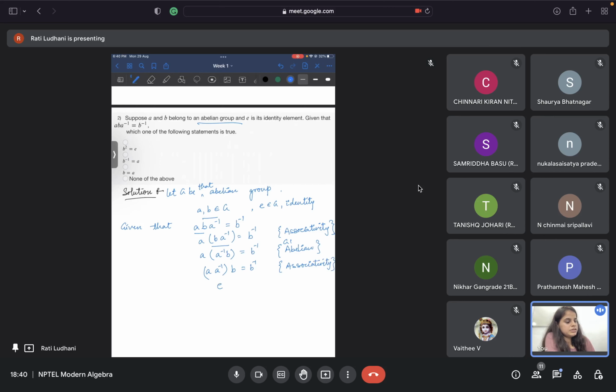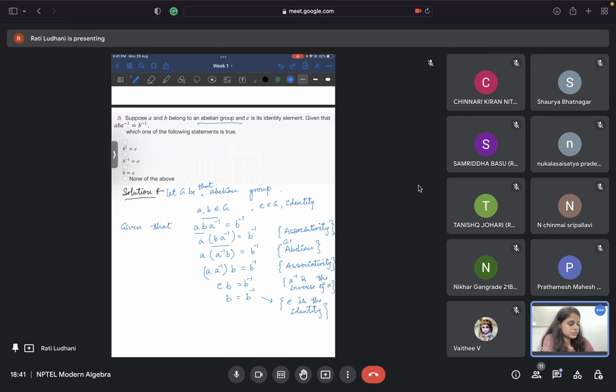You get identity, B inverse, as was said. Identity is the identity. And here, sorry, this should be inverse. A inverse is the inverse of A. And here E is the identity. Okay, so you got B is equal to B inverse.